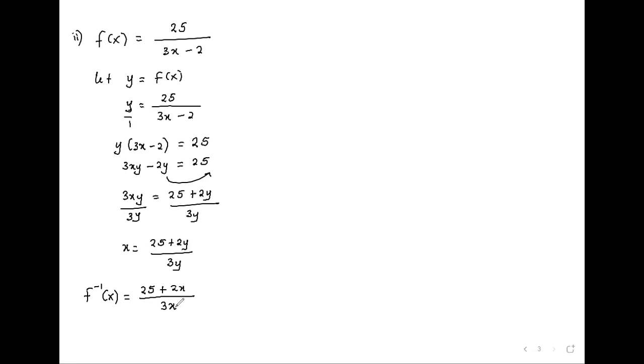Then the third one, I think this is a bit confusing most times. Solve f of g of x is equal to 2 over x minus 1.